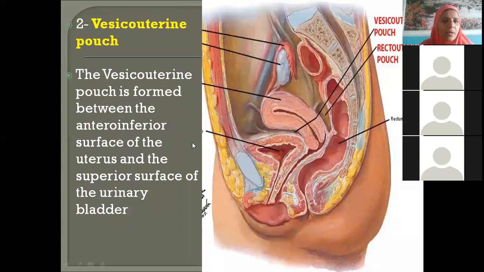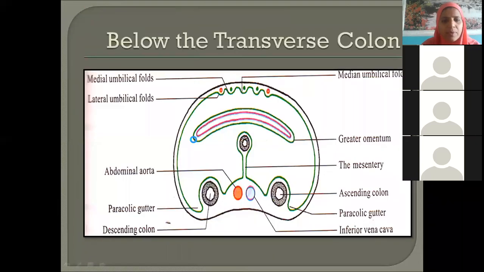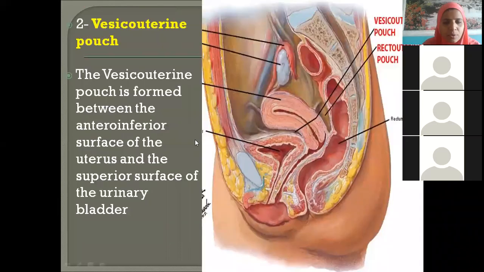So vesicouterine pouch is a pouch seen between the superior surface of the urinary bladder and the antero-inferior surface of the uterus. So this is the vesicouterine pouch. Horizontal disposition is not required. Okay, so I will take you to the next topic, that is stomach.